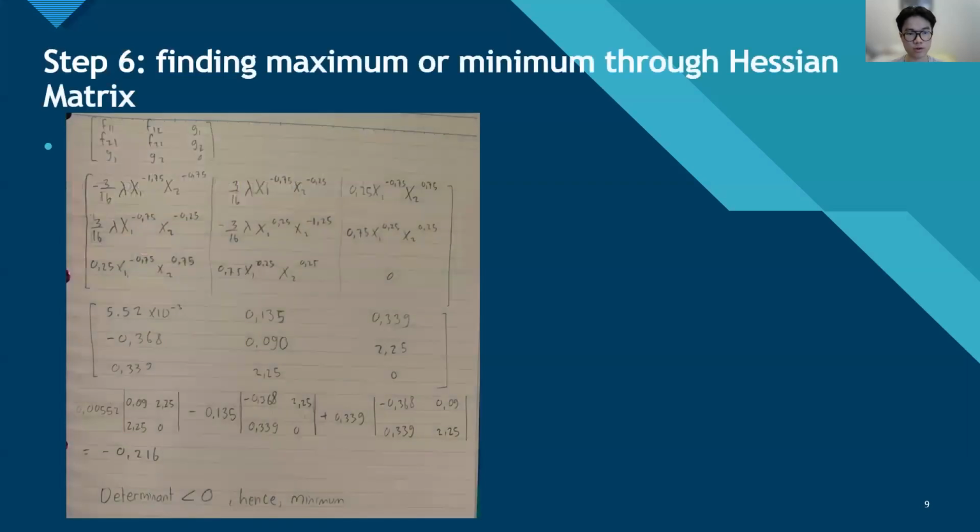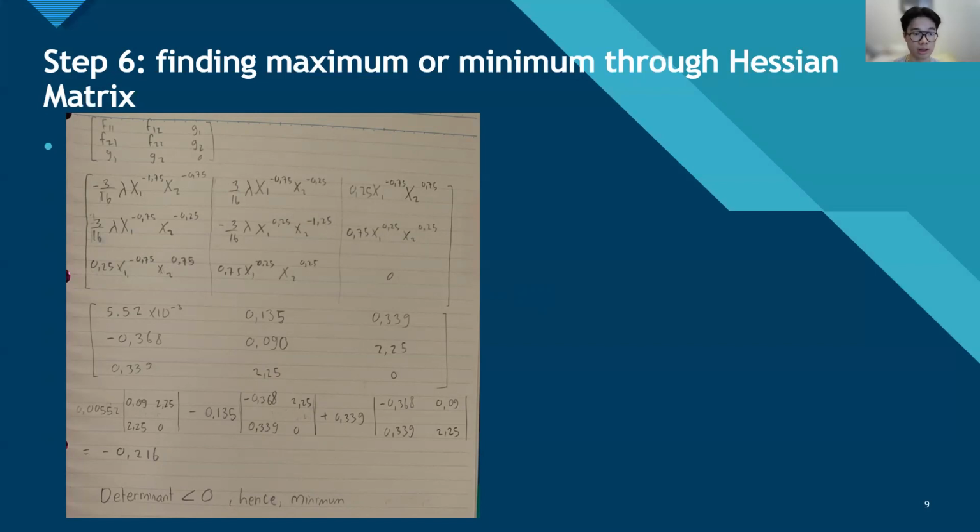All right, so in order for us to find the maximum or the minimum, we're going to use the Hessian matrix, and we're going to know it from the determinant of the matrix itself. So as Pak Irwan has taught us previously, this is the way to create a matrix. We have F11, F12, G1, F21, F22, and so on. So I'm just going to tell you what F12 means. F12 means we're going to derive with respect to x2 and then x1. So here is the matrix itself.